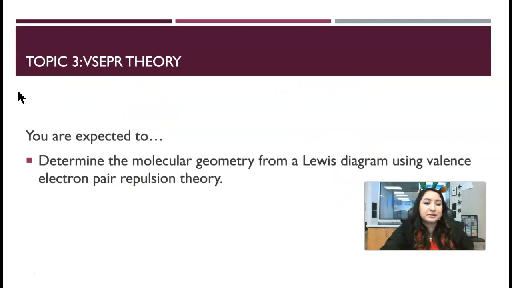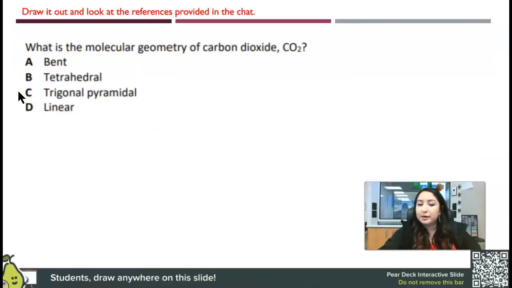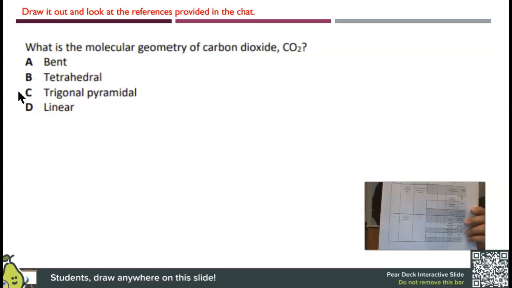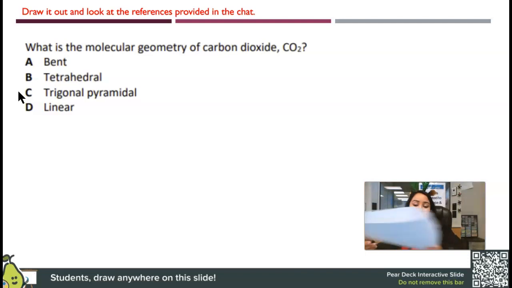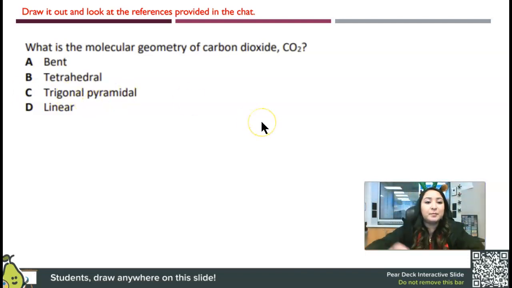Alright, and now next is the VSEPR theory. Go ahead and click this link so you can open up your VSEPR chart. So it says, what is the molecular geometry of carbon dioxide? If you look at your VSEPR chart, it's going to look a little something like this. You guys do have access to that. You will have it on your review. It's going to be at the very, very end.